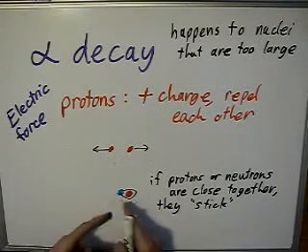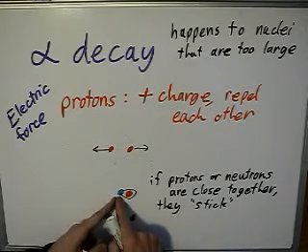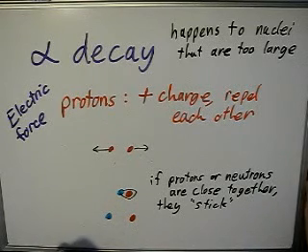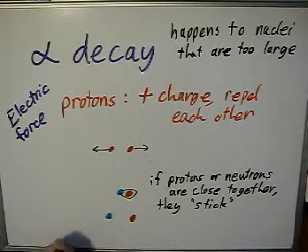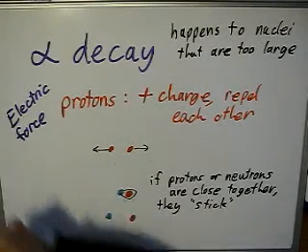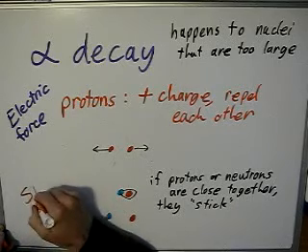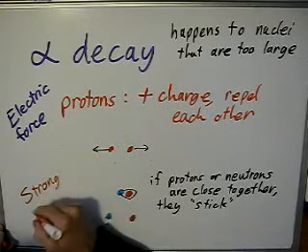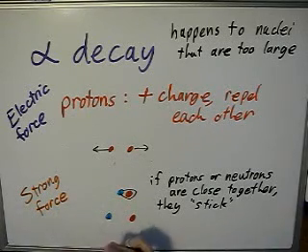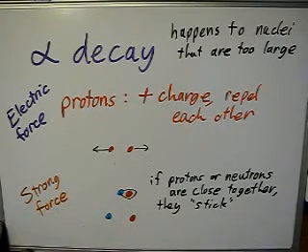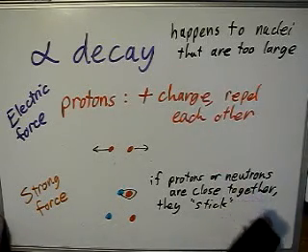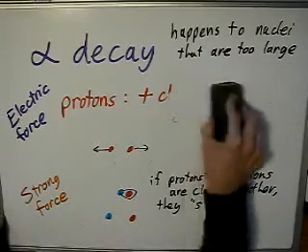So if they're close enough together, you can imagine one of them sort of hooks onto the other one, or perhaps they just stick together like that. And this sort of stickiness that they have is called the strong force. Okay. Now, let me draw a picture of a really large nucleus. I said alpha decay happens to nuclei that are too large. What would happen if a nucleus was too large?